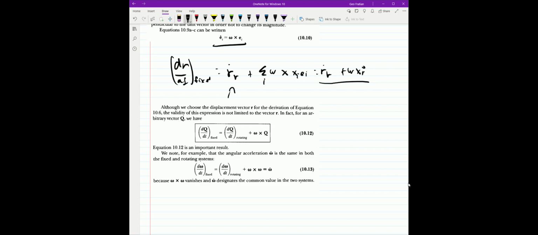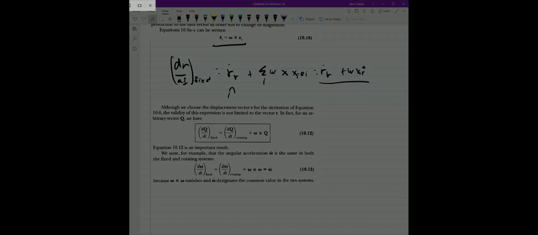It's not just limited to the vector r. In fact, this works for any arbitrary vector q. That's an important result. So for example, the angular acceleration omega dot, or alpha, is the same in both the fixed and rotating systems. It is the same because omega cross omega, well, any vector cross itself is just 0. So that means the angular acceleration in both systems is the same.